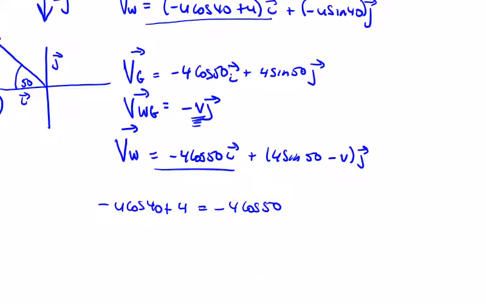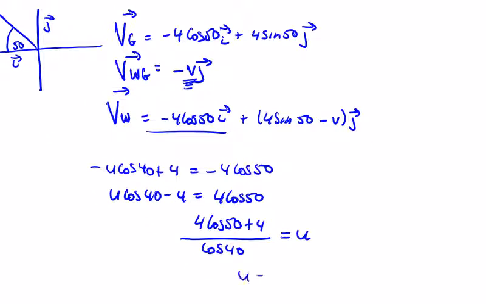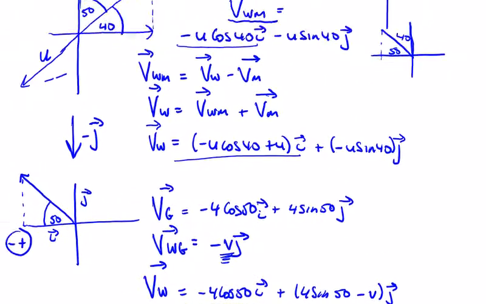So getting u on its own, let me just change it to positive first. So u cos 40 minus 4 is equal to 4 cos 50. So 4 cos 50 plus 4, bringing the 4 across, divided by the cos of 40, will give me my u. And that gives u to be 8.578.